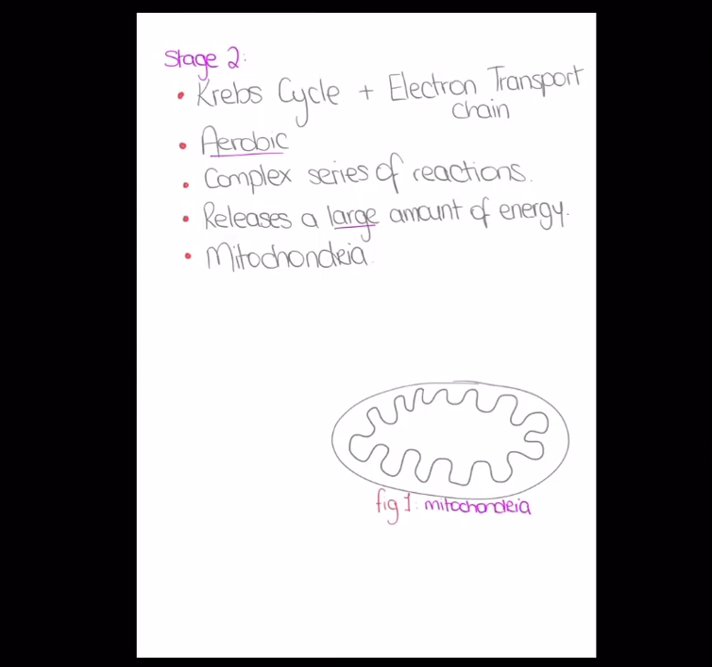The Krebs cycle takes place in the matrix of the mitochondria. The electron transport chain takes place in the cristae, or folds, of the mitochondria. Let's have a closer look at the Krebs cycle.